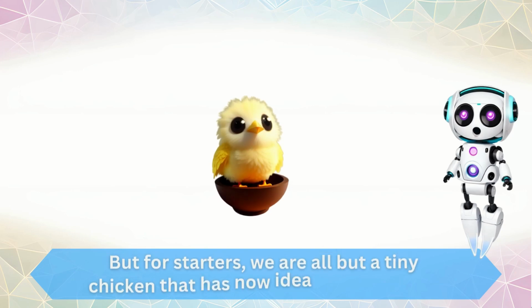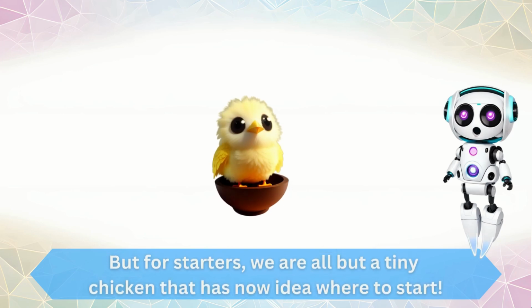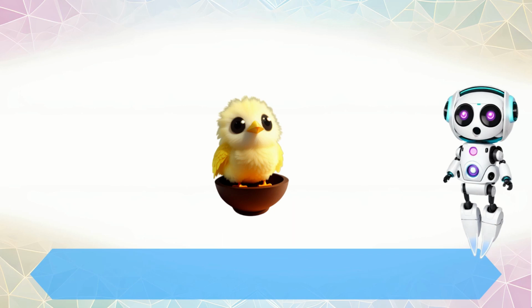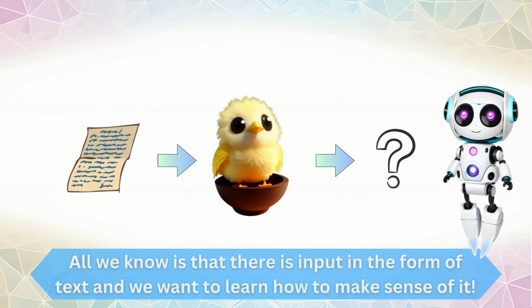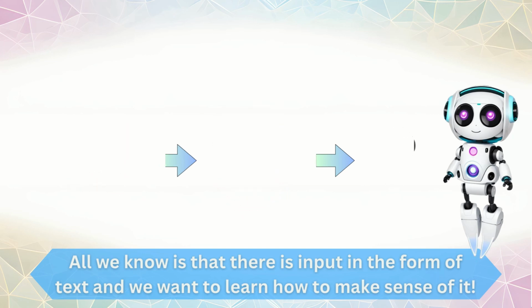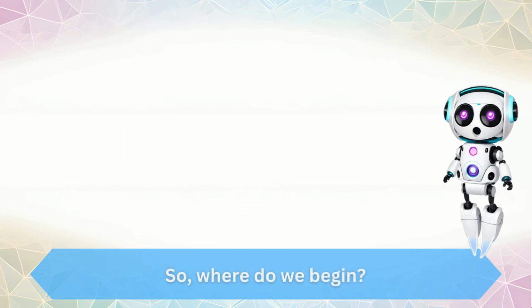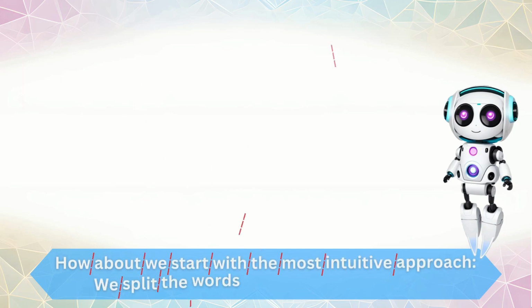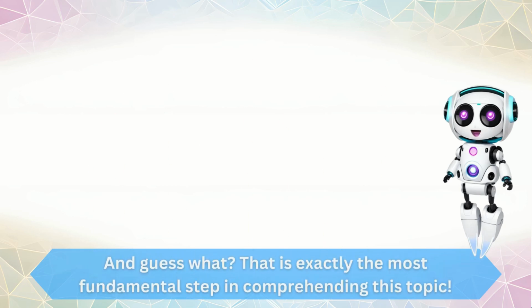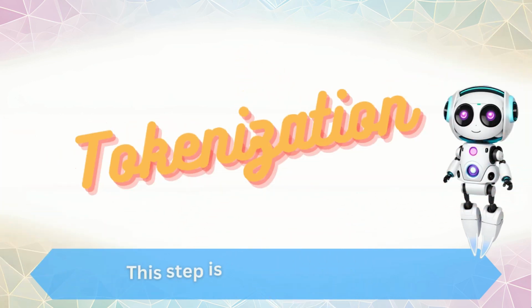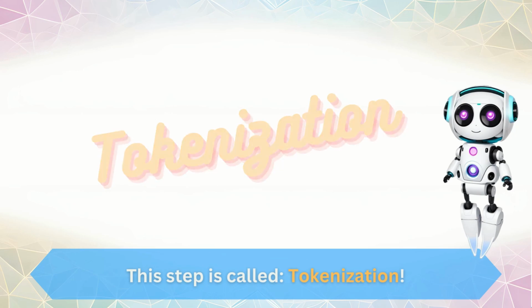But for starters, we are all but a tiny chicken that has no idea where to start. All we know is that there is input in the form of text, and we want to learn how to make sense of it. So, where do we begin? How about we start with the most intuitive approach? We split the words after every white space. And guess what? This is exactly the most fundamental step in comprehending this topic. This step is called tokenization.